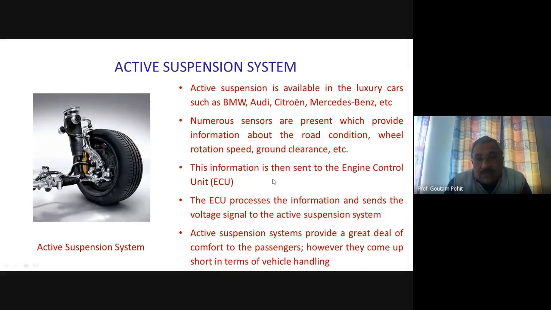Active suspension systems provide a great deal of comfort to the passenger. However, they come up short in terms of vehicle handling. Vehicle handling sometimes becomes a little bit difficult for an active suspension system. Now you see this is a figure of an active suspension system. There are so many sensors attached here, and it's quite complicated.